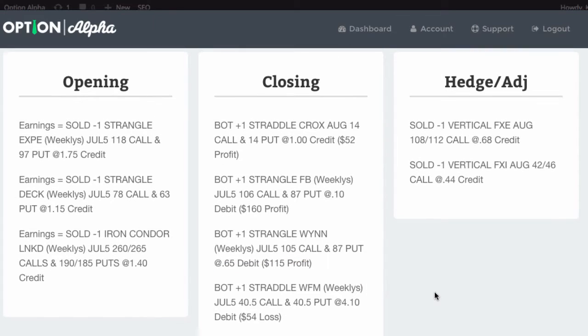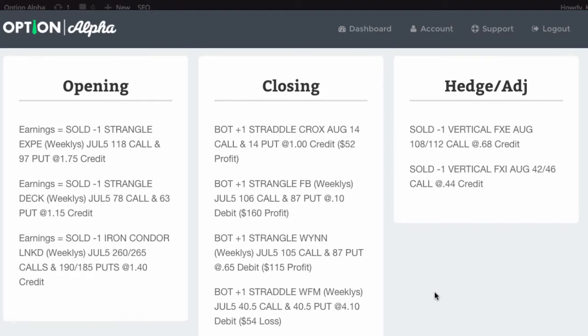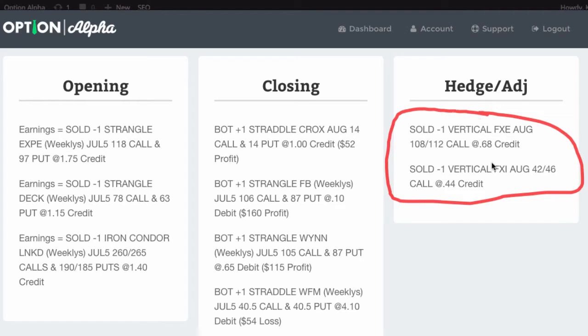So you could have, absolutely. I know I emailed a couple of people who wanted to do that, and we worked through that over email today. But in our case, we just went ahead and bought it back for a small loss. As far as adjustment trades go, we did make 2 adjustments. They're both of the same vein, in FXE and FXI.